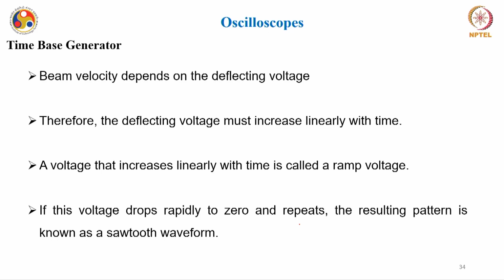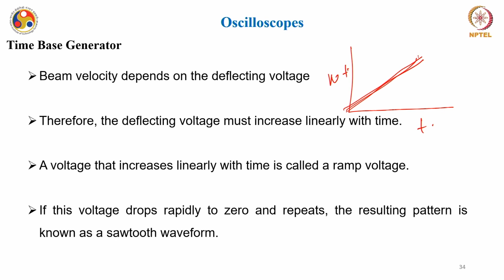So, a voltage that increases linearly with time is called a ramp voltage. We have seen a ramp voltage example in ADC as well. We have seen in fact a ramp generator also. Okay. So, I have voltage and time on this screen, and this happens when the voltage is increasing continuously.